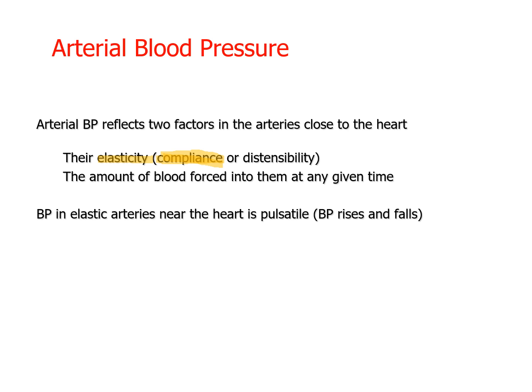The other thing besides compliance in the arteries close to the heart is the amount of blood that gets forced into them at any given time. That is the second factor that is key to arterial blood pressure. So how elastic the vessels are, how much compliance they have. If they have a high compliance, a high ease of expansion, then the blood pressure won't be as high as if they're more stiff and aren't as easily stretched out.